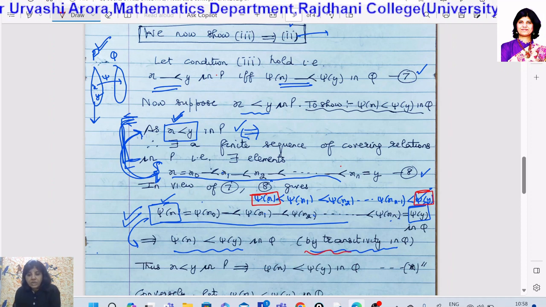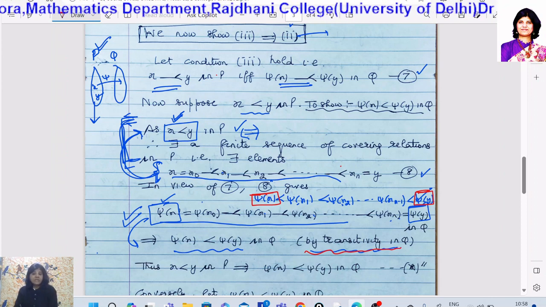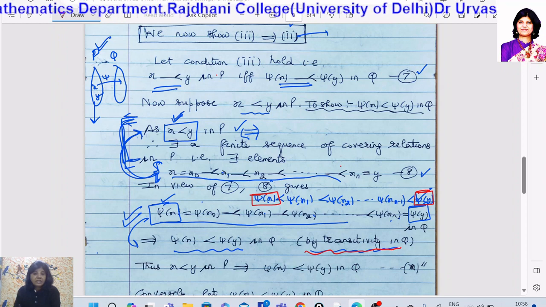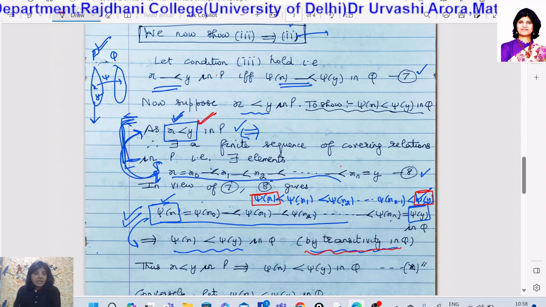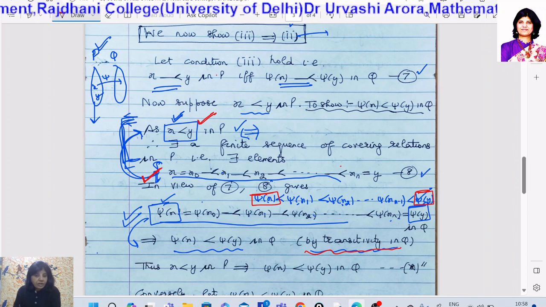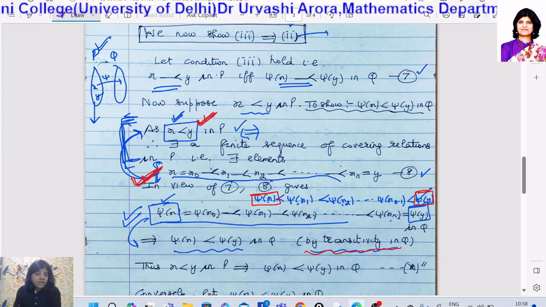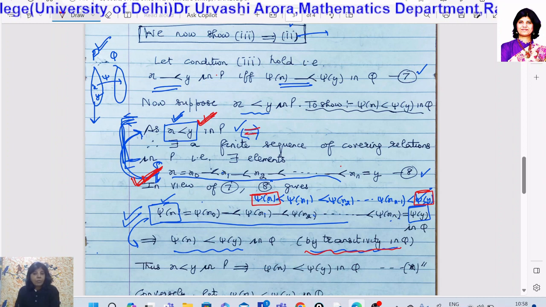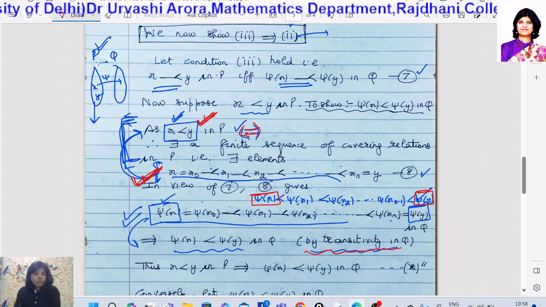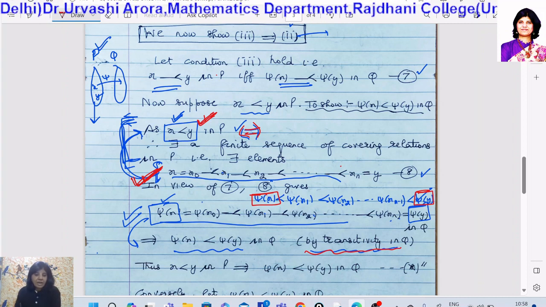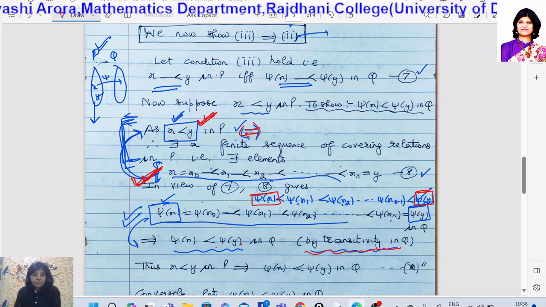So you can use transitivity in Q because Q is a poset. Or, as I said, this result is if and only if: if the elements are strictly related, there will be a finite sequence of covering relations, and if there is a finite sequence of covering relations, then the elements are strictly related. This result is true both ways for finite posets. So you can use this result also. In any case, this is what we have, that psi x is strictly less than psi y in Q.